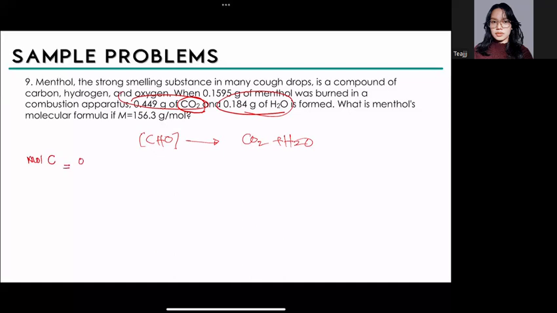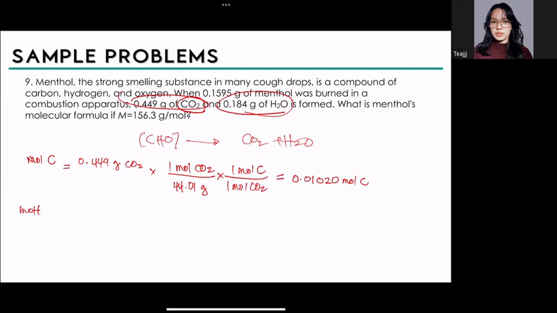carbon in terms of moles. So that's 0.449 grams of carbon dioxide. We convert it into moles of carbon. The molar mass of carbon dioxide is 44.01, that's for every 1 mole of carbon dioxide, and per 1 mole of carbon dioxide, you have 1 mole of carbon. So you calculate that, you have 0.0102 moles of carbon.